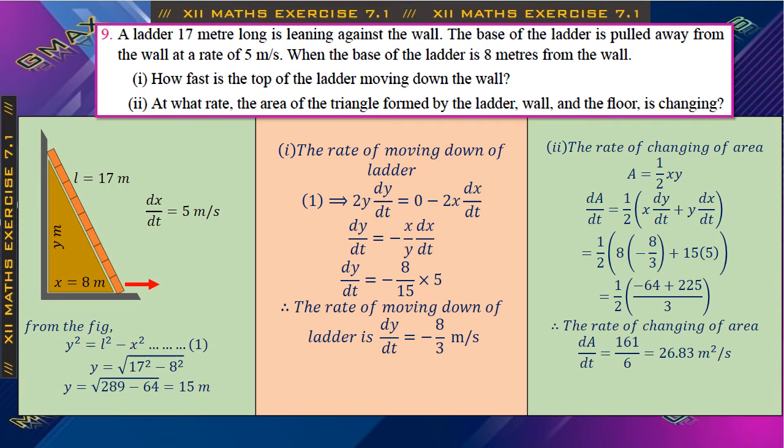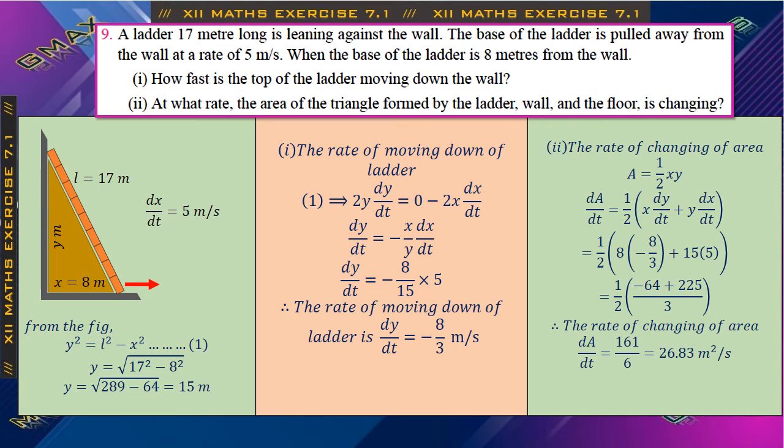Now differentiate equation 1. 2y dy by dt is equal to, L square is a constant, while differentiating it becomes 0, minus 2x dx by dt. Therefore dy by dt equal to minus x by y dx by dt. Substitute the x value, y value and dx by dt value. You will get the rate of moving down of the ladder, dy by dt, is minus 8 by 3 meter per second. Okay. And then the second question.